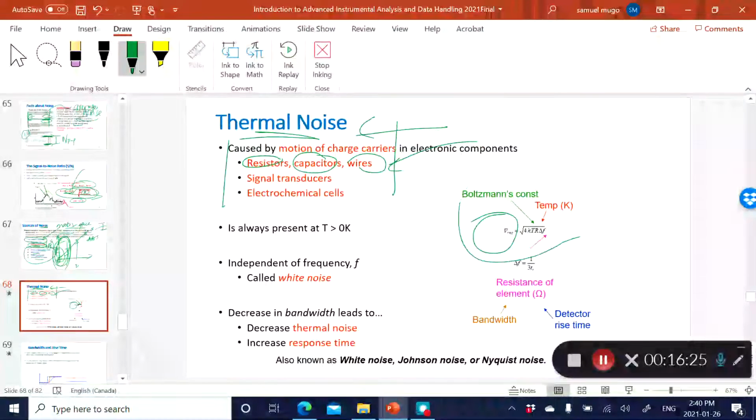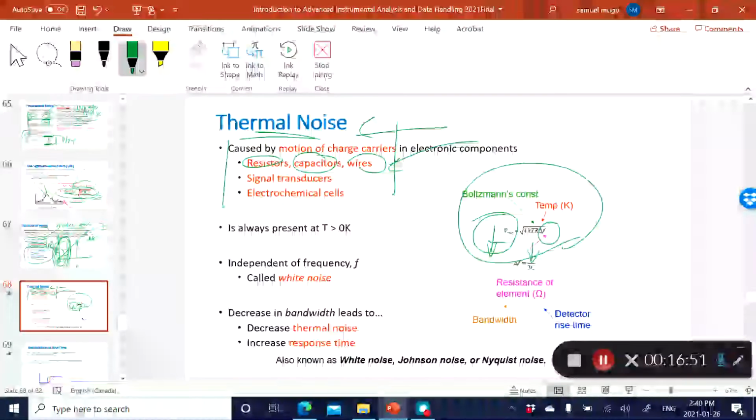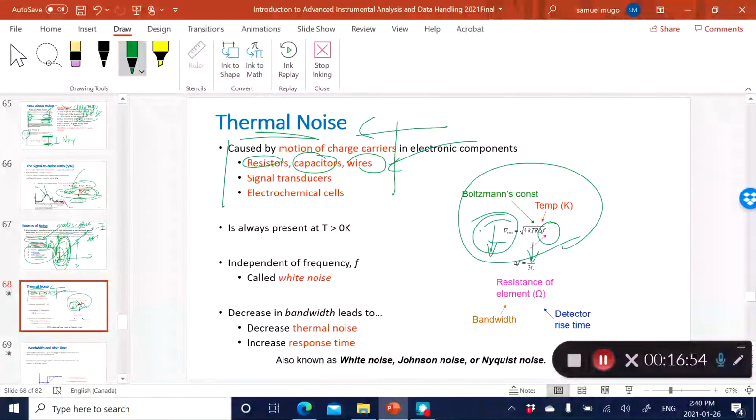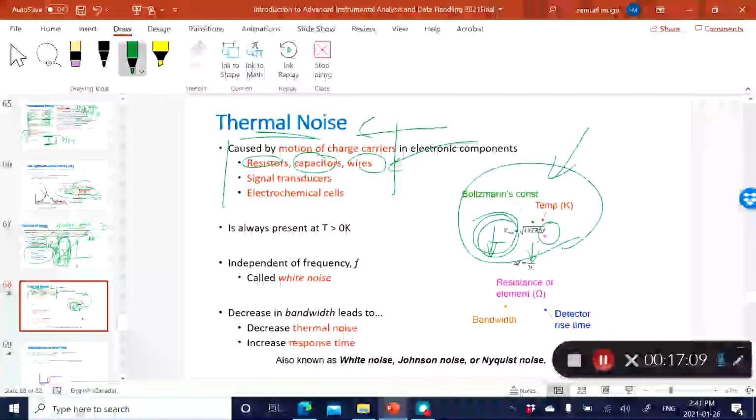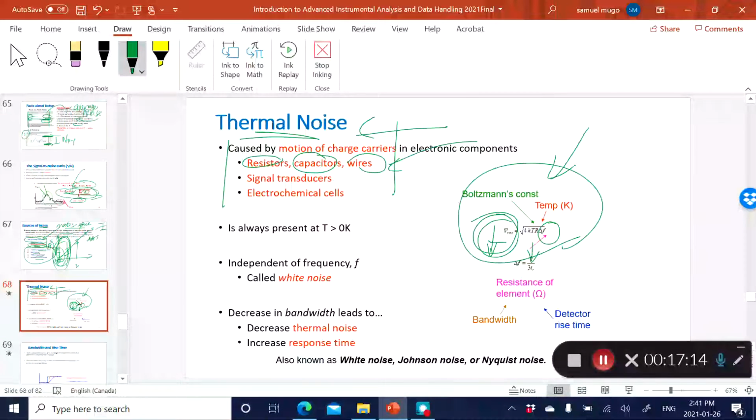Now, I should mention, based on this equation, you can see the thermal noise is proportional to temperature. And you can see that as you reduce the temperature, you, of course, reduce the thermal noise. Similarly, as you reduce the bandwidth, which is the range of frequencies to which your instrument is responsive, you actually reduce the thermal noise as well. So based on this relationship, you can clearly see how you can reduce the thermal noise: by reducing the temperature, and reducing the bandwidth, or the allowable frequency response range of your instrument.